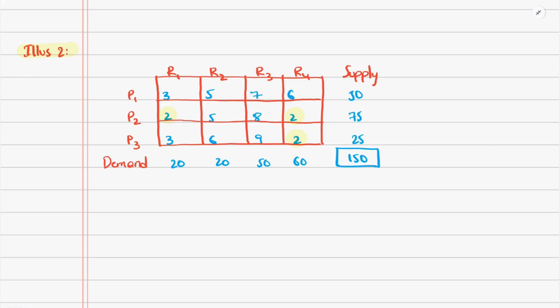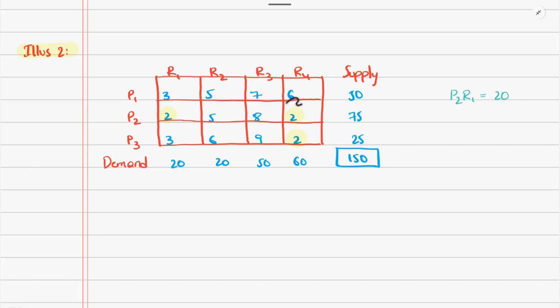R1 only needs 20 units. P2 is capable of supplying 75. Even though P2 wants to supply 75, R1 will be like, no, I only need 20 units. What will I do with the other units? Right, the maximum allocation possible from P2 to R1 is going to be the minimum of demand and supply. The corresponding demand is 20, supply is 75. So 20 units is possible.